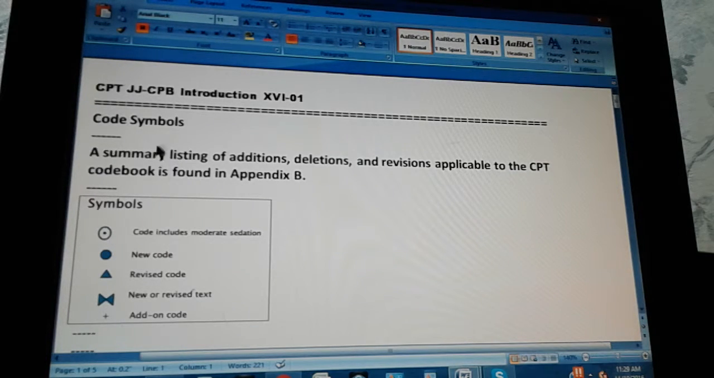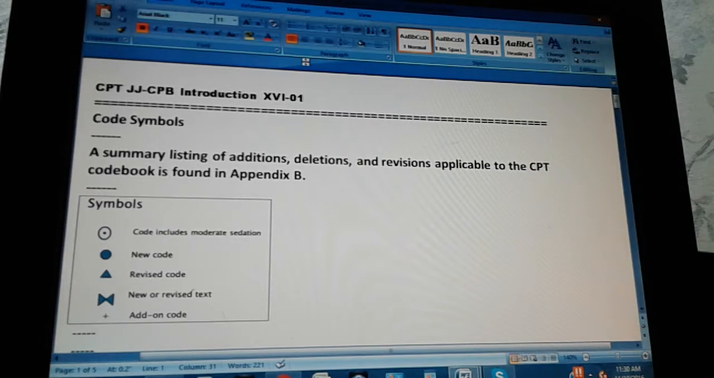Code symbols. A summary listing of additions, deletions, and revisions applicable to the CPT code book is found in Appendix B. The main symbols appear on every page, so if you forget any one, you just look at the bottom of the page and you will see it. For example, a circle indicates a new code, and a triangle indicates a revised code. That's our theory for today.